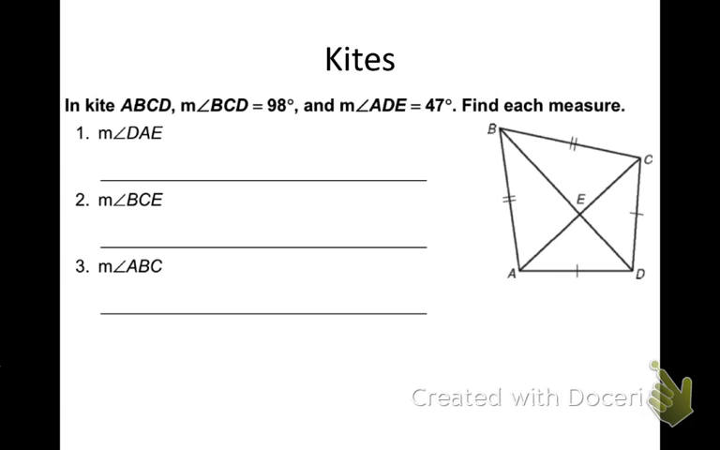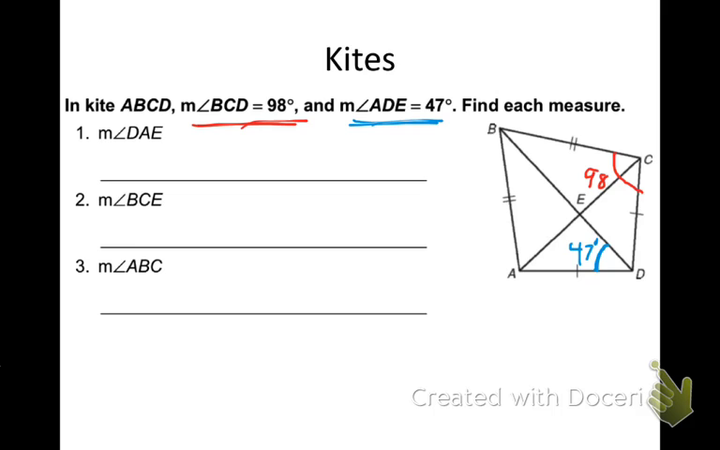So if you look at this kite here, a lot going on. In kite ABCD, I want to find the measure of angle BCD is 98 degrees. Okay. So BCD is 98 degrees. Angle ADE is 47 degrees. ADE is 47 degrees.